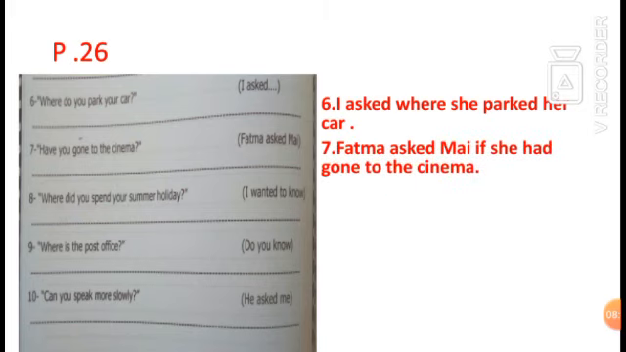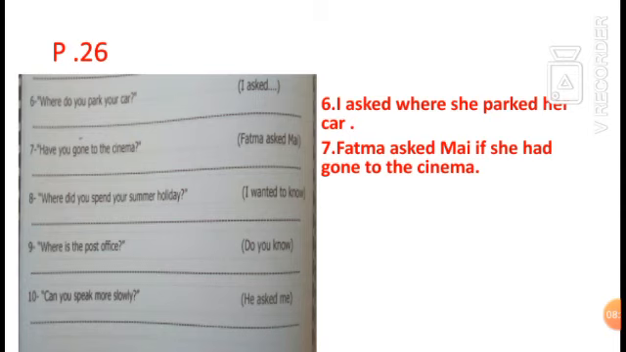Number 6, where do you park your car? I asked. I asked where she parked her car. We change from present simple into past simple. Number 7, have you gone to the cinema? Fatma asked May. Fatma asked May if, because it's a yes or no question. Fatma asked May if she had gone. We change from present perfect into past perfect. If she had gone to the cinema.